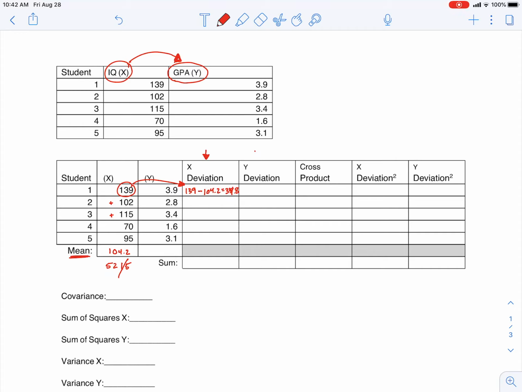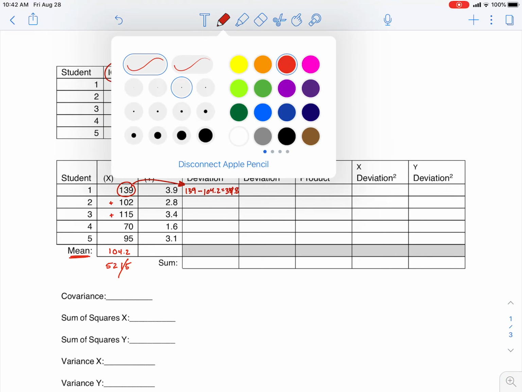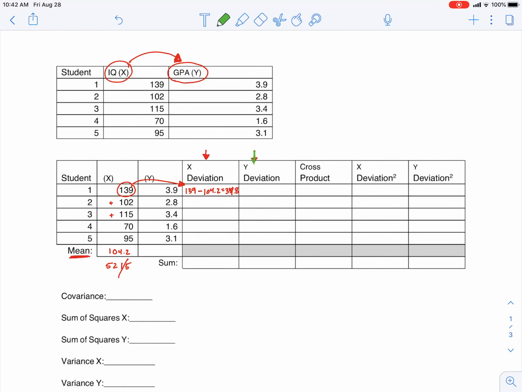You're going to do the same thing over here for the y deviation. But this time, for this y deviation over here, what you want to know is how much does the observed value of a GPA deviate from its expected value, the mean GPA of all the students. Then you're going to do the cross product, which is simply the x deviation times the y deviation is going to give us the cross product.